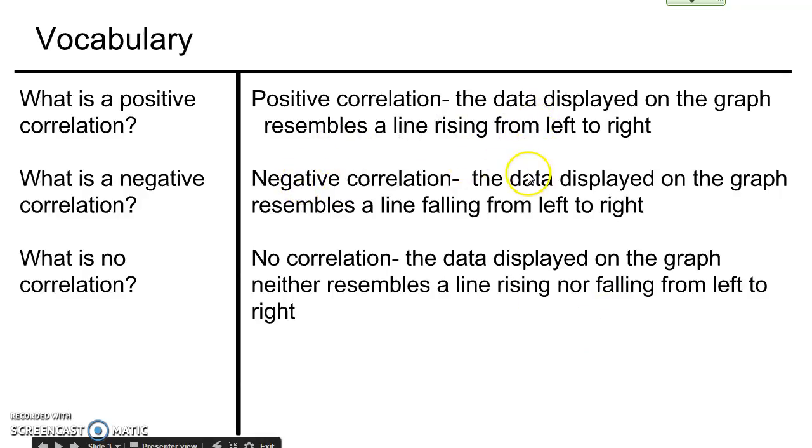If we have a negative correlation, the data points on the graph resemble a line falling from left to right, so they're going down from left to right. And then no correlation, the data displayed on the graph neither resembles a line rising nor falling from left to right, so you're not going to see a trend of going up or a trend of going down with the data points. They're just going to be all over the place, and we'll look at what that looks like with some examples in just a second.